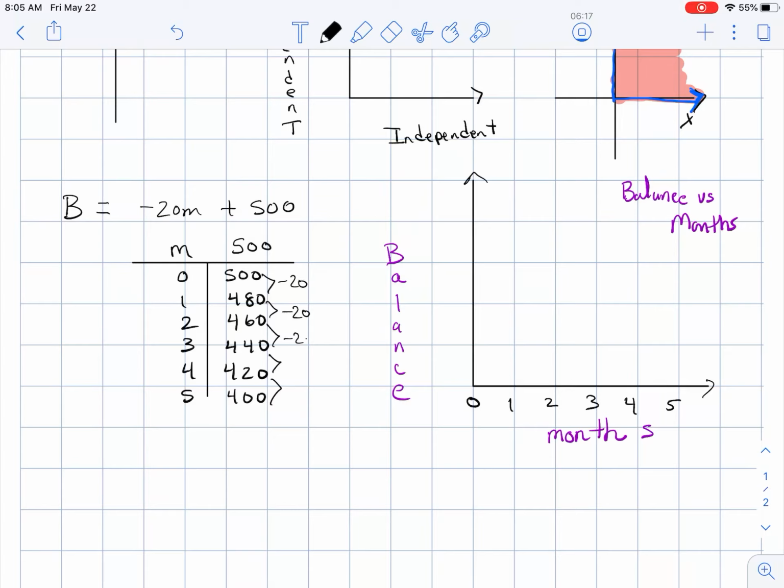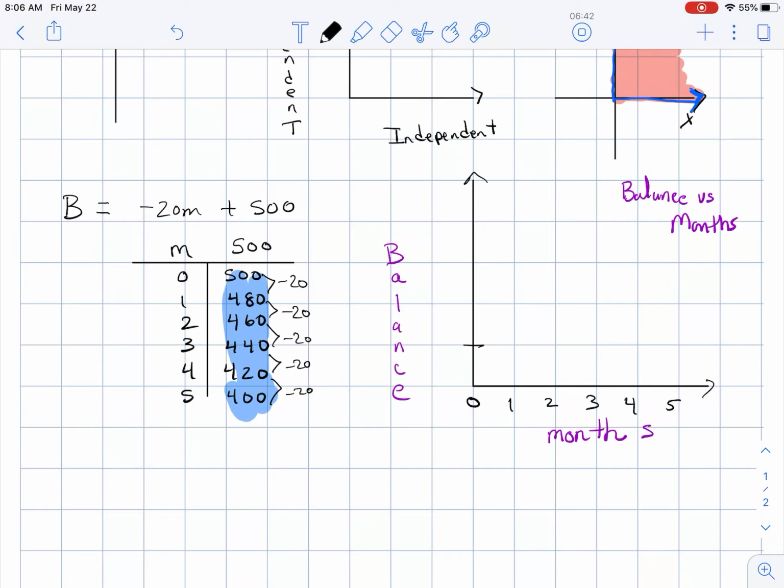let's look at that first difference. Remember, this one was going down by 20. Okay, so I can use these values for my dependent scale. Now you've got to be careful, right? 500 is not going to go there. That's wrong, so I'm going to erase that. I should get my eraser.